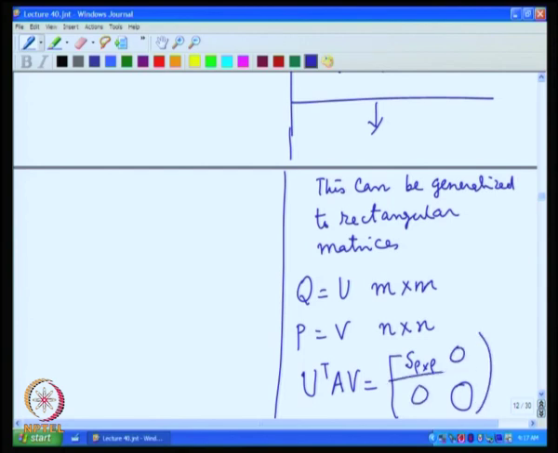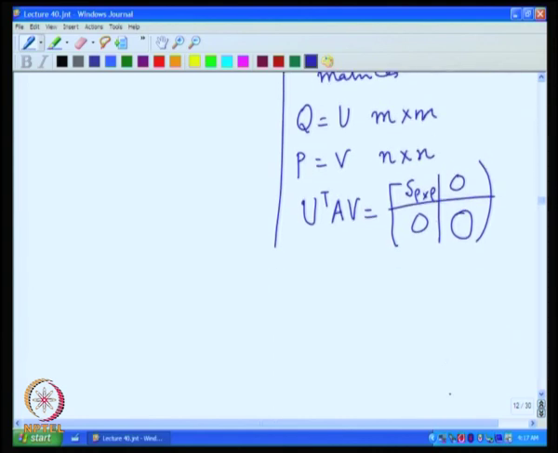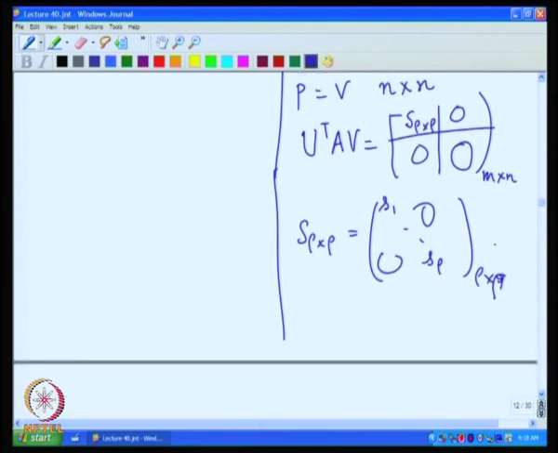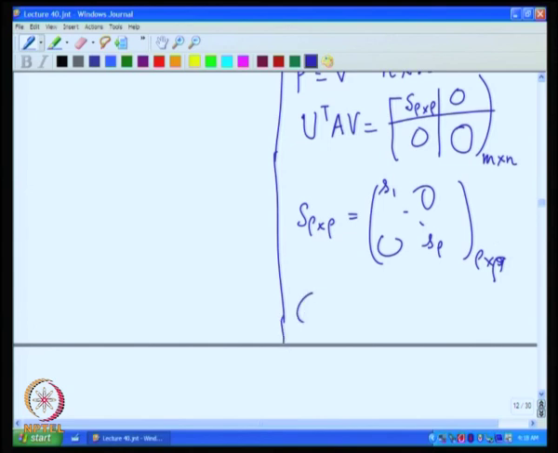There will be a leading diagonal block of S rho cross rho, which is a diagonal matrix with the singular values along the diagonal. So S rho cross rho is simply a rho by rho matrix which has S1, S2, up to S rho, all others are 0. You put in a diagonal block consisting of S1, S2, up to S rho and then add the other zeros, so that you get an m by n matrix. So, this is the general SVD.